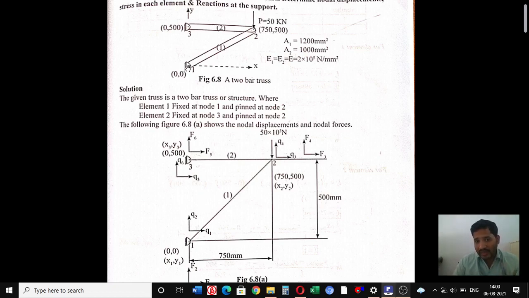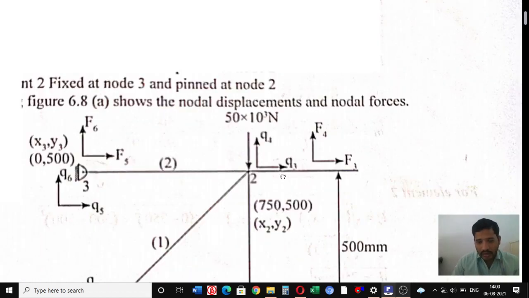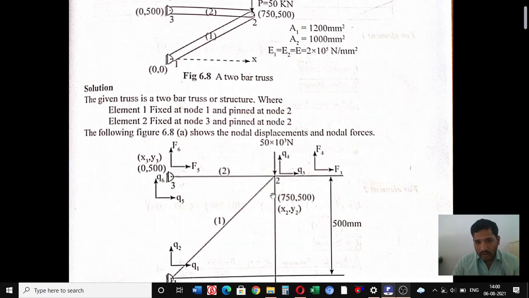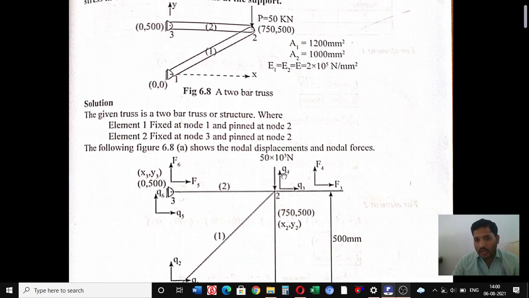q1 and q2 act at point 1, as well as the nodal displacements acting at point 2, which are represented by q3 and q4. I think it is not visible properly for you, maybe. Let us see. I hope it is visible. This q3 and q4 represent the nodal displacement acting at point 2, as well as coming to point 3, the nodal displacements q5 and q6 act at point 3.